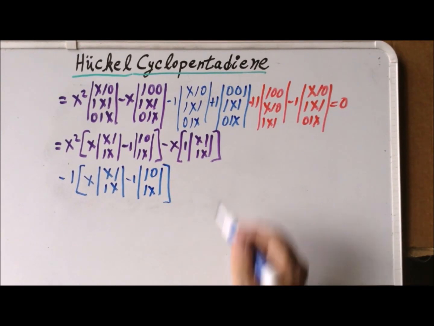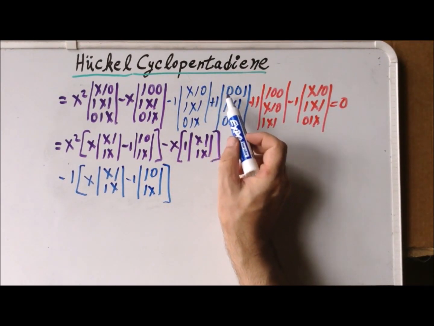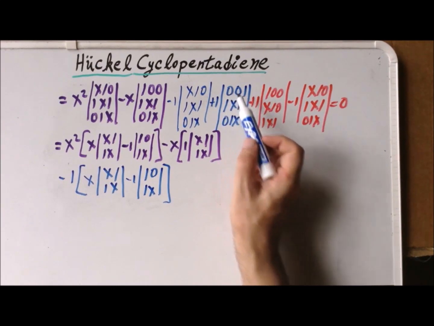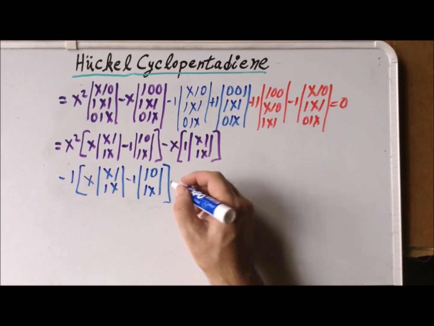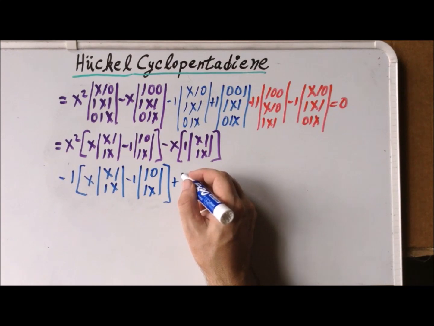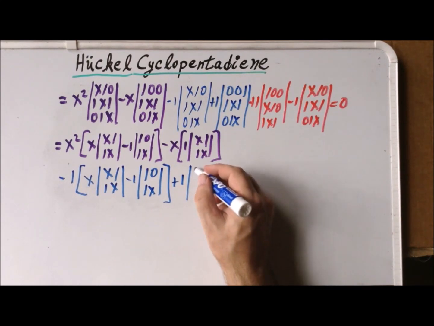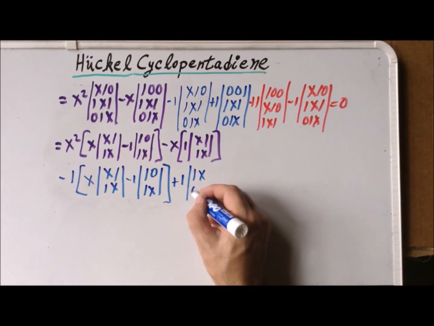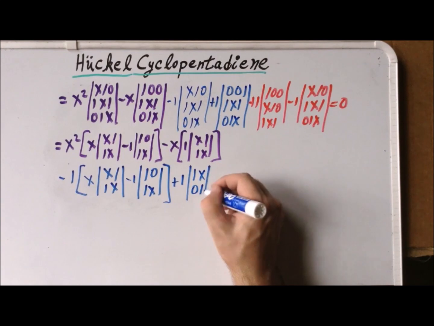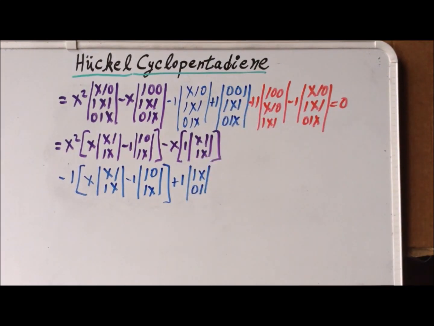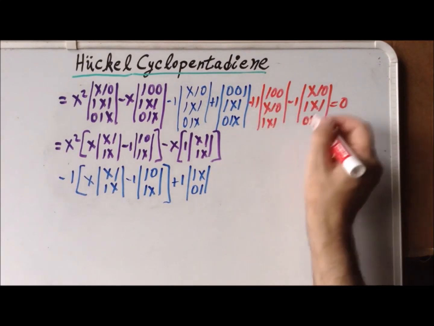Now again, for this term, we can go across the top, and we only have one non-zero entry, and that's a 1. So our coefficient is going to be a positive 1. And those are the terms that arise from the blue 3 by 3 determinants. And last but not least, we want to expand the red 3 by 3 determinants.